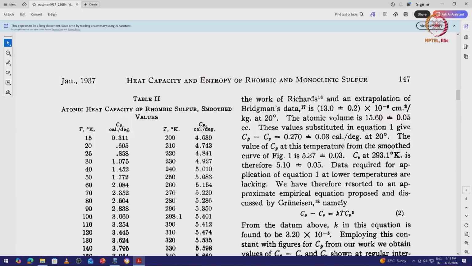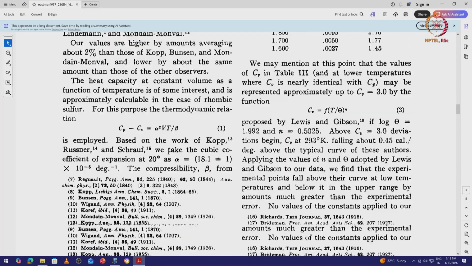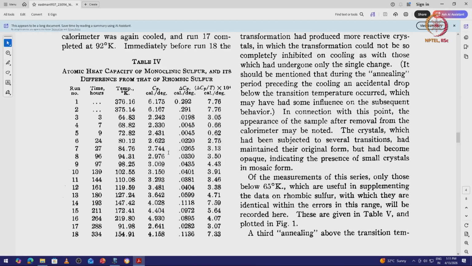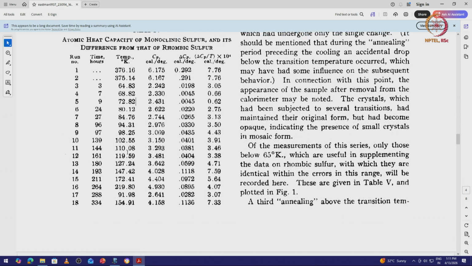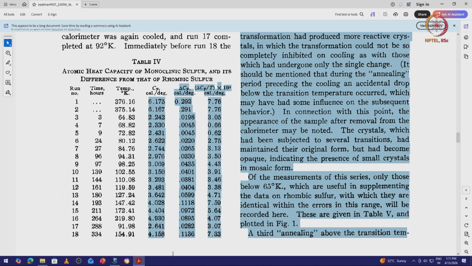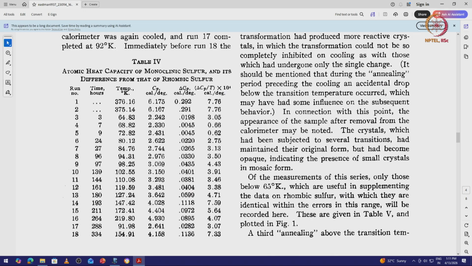Similarly, this is also rhombic sulfur, but if I look at the monoclinic sulfur, this is the Cp of monoclinic sulfur as a function of temperature, at various temperatures, the Cp per calorie per degree. So, the monoclinic sulfur is there. They have calculated delta Cp, not just delta Cp by T. So, that is what we need, delta Cp by T dT.